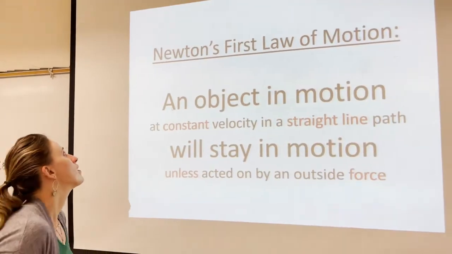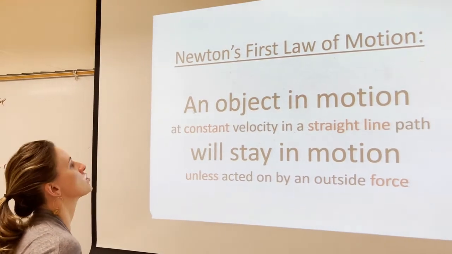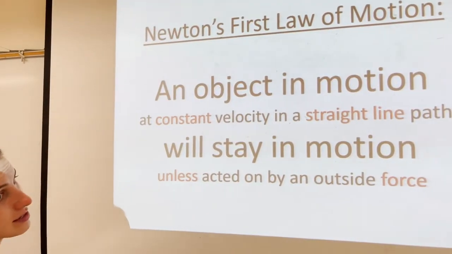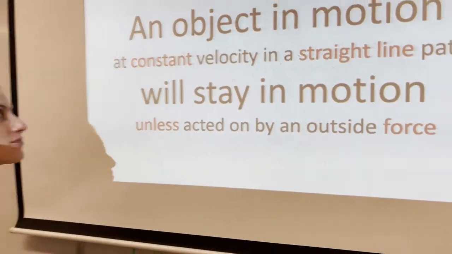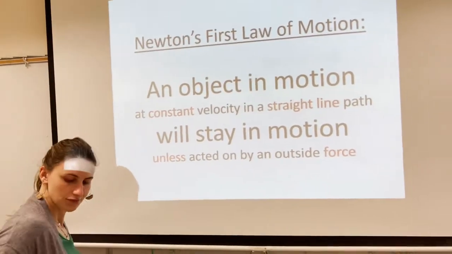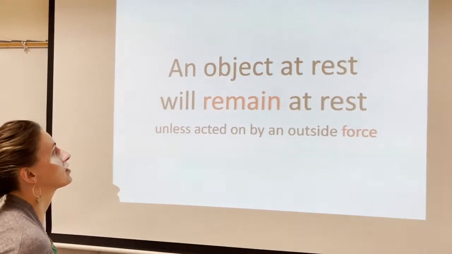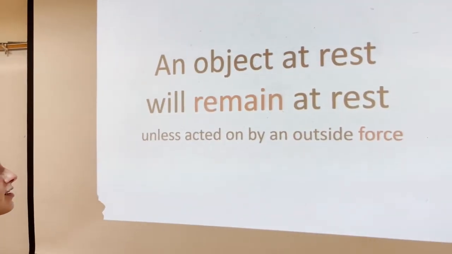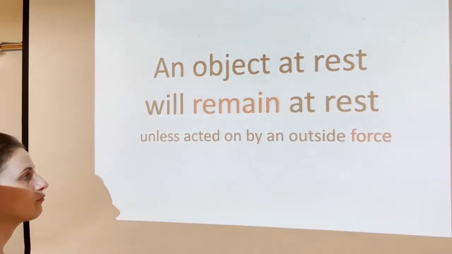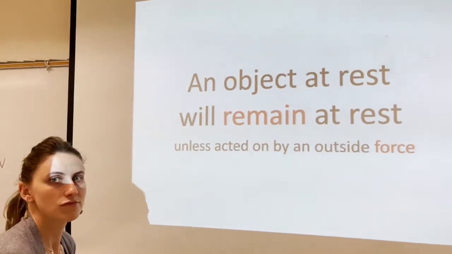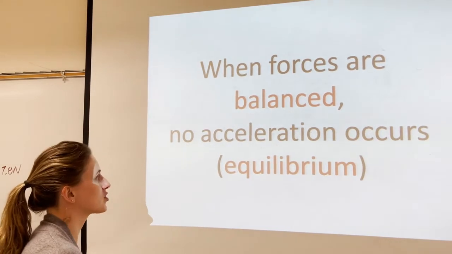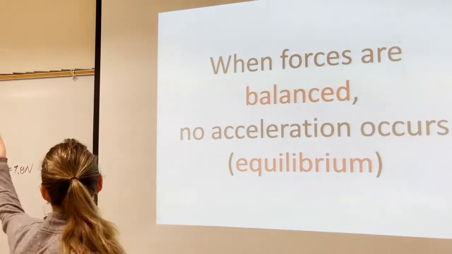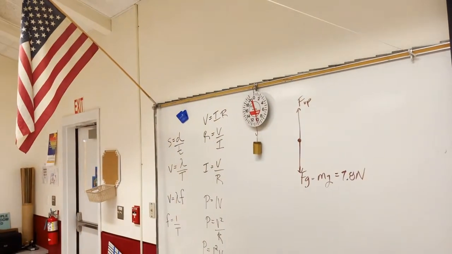All right. So Newton's first law of motion: an object in motion at a constant velocity in a straight line path will stay in motion unless acted on by an outside force. An object at rest will remain at rest unless acted on by an outside force. When forces are balanced, no acceleration occurs. Equilibrium.